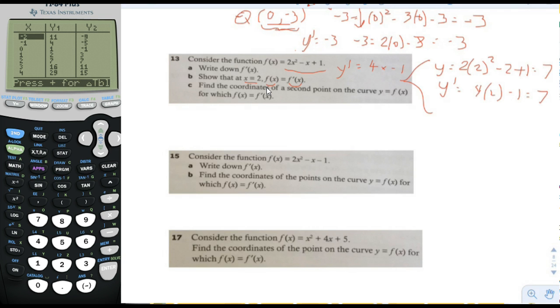Okay, find the coordinates of the second point on the curve for which the gradient function is equal to the original function. Now we can just scroll up and down until we see the functions become the same value or close in value. And we can see here that it's not happening over here. Not happening here. It's getting closer. Getting closer. Okay, then they cross. And let's see, did they cross again? No, they don't.